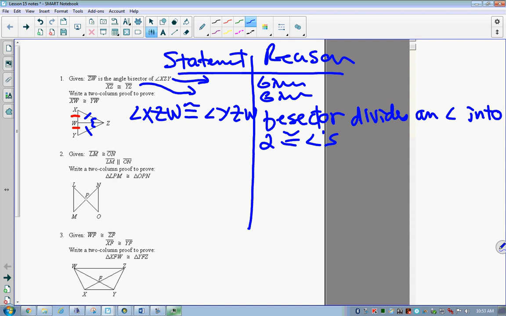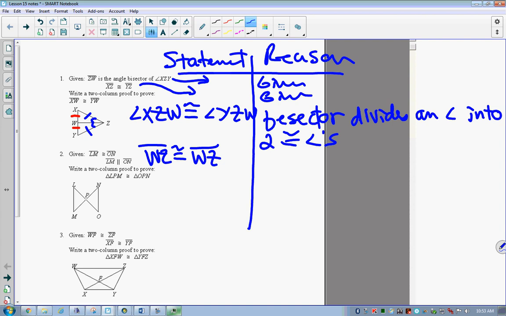Very good. WZ, segment WZ, is congruent to segment WZ. Somebody besides the person who spoke up, can anybody tell me what our reason is there? How do we know that those two are congruent to each other? Do you know the reason?